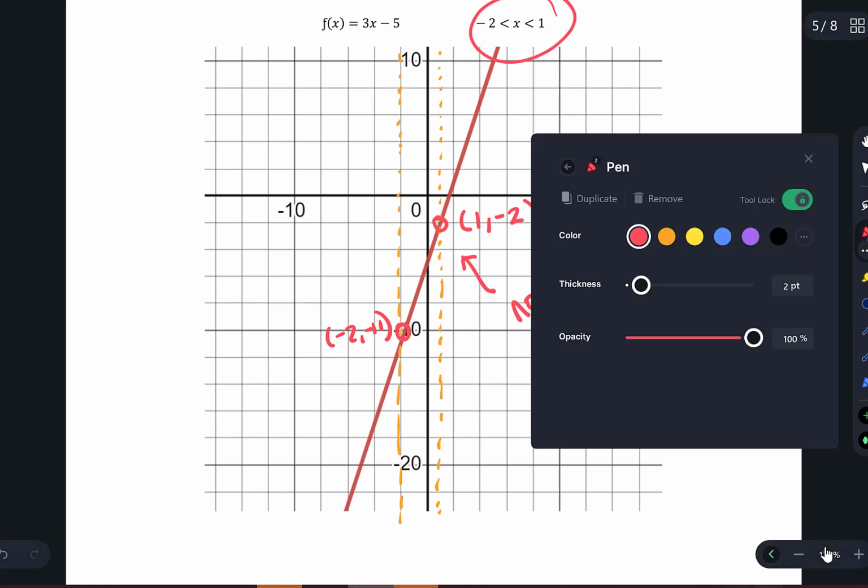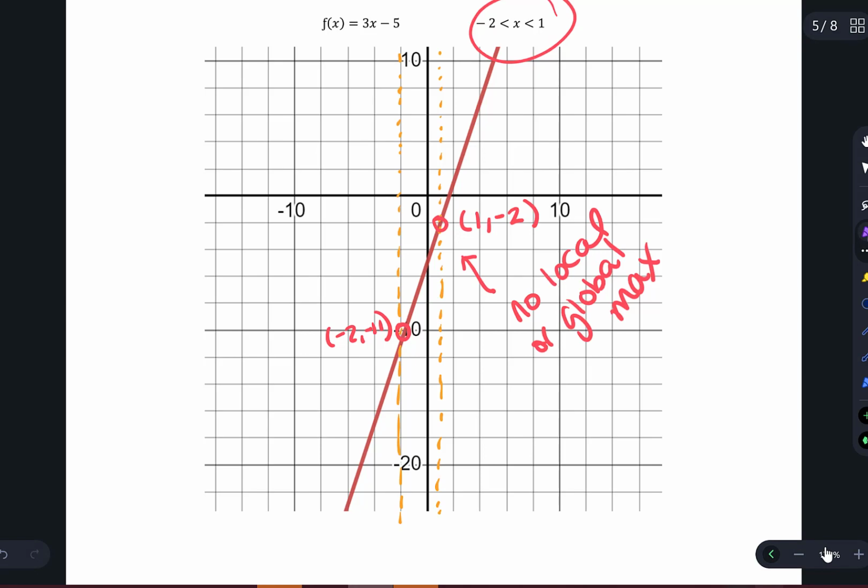Now if we were to change it, and let's say we wanted to evaluate it on the closed interval, then our global and our local maximum would occur at the point 1, -2, and our global and local minimum would occur at the point -2, -11.